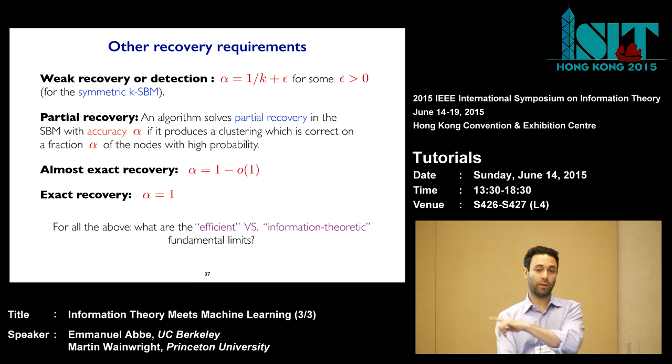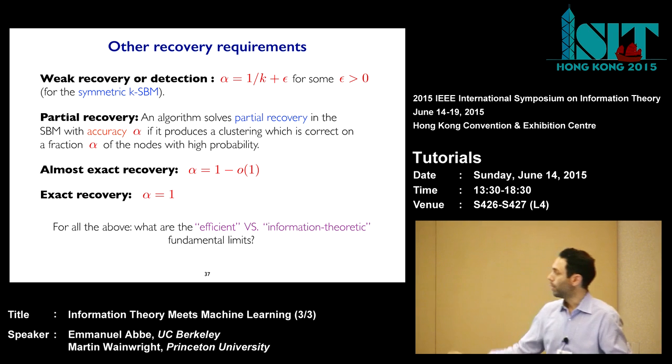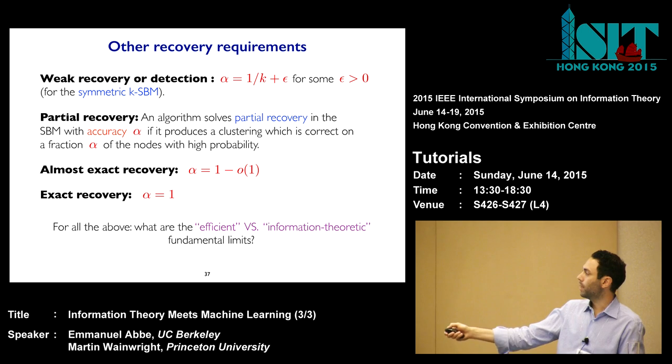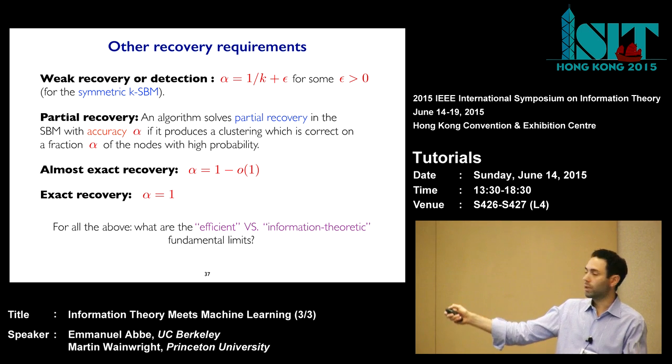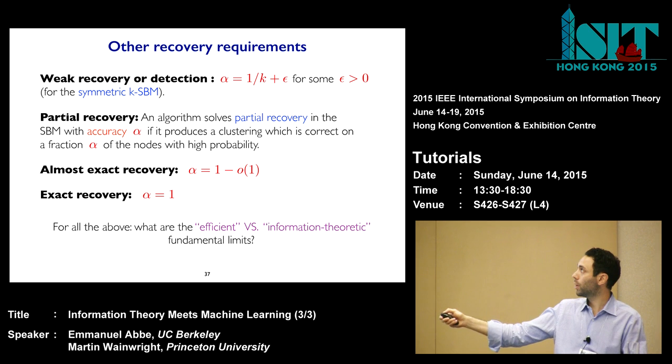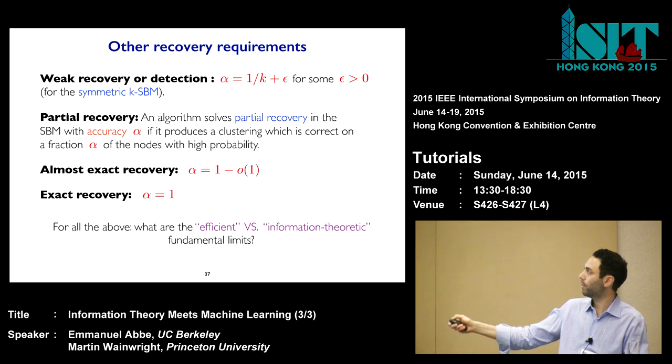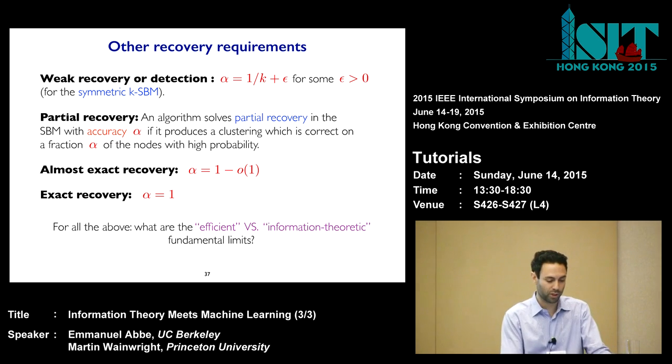Now, for all of these recovery requirements, one can ask what the fundamental limits are, both information theoretic and computational. We basically have the answer for the general SBM with linear communities for the last two. That's what I'm going to tell you today. But the first two are still open. We have the first for 2 communities, but not for 3 anymore. And here we have basically little clue of what's happening for partial recovery.